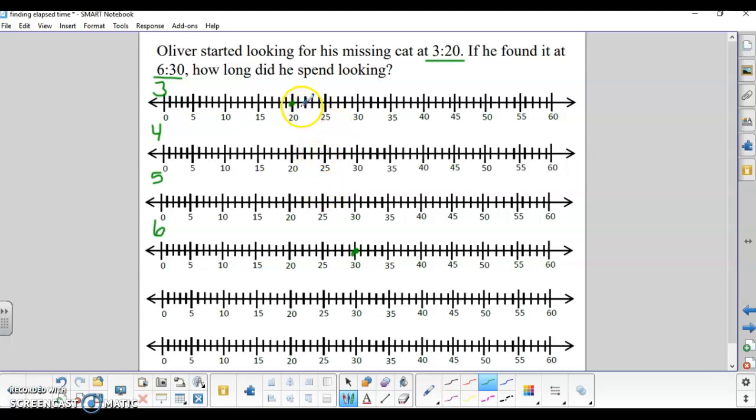All right, so we have our hours and our minutes. Let's go ahead and try and find how long the elapsed time took. We're going to start with our hours. We have 3:20. Here's 1 hour, 2 hours, 3 hours. And 5, 10 minutes. 3 hours, 10 minutes. It took him 3 hours and 10 minutes to find his cat.